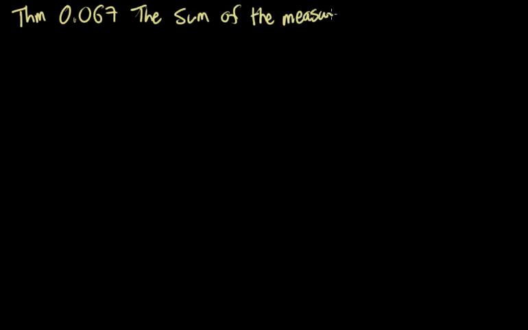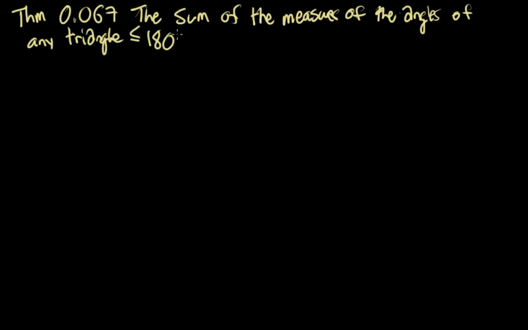In this video we're going to be going over Theorem 0.067, and it says that the sum of the measures of the angles of any triangle is less than or equal to 180 degrees.